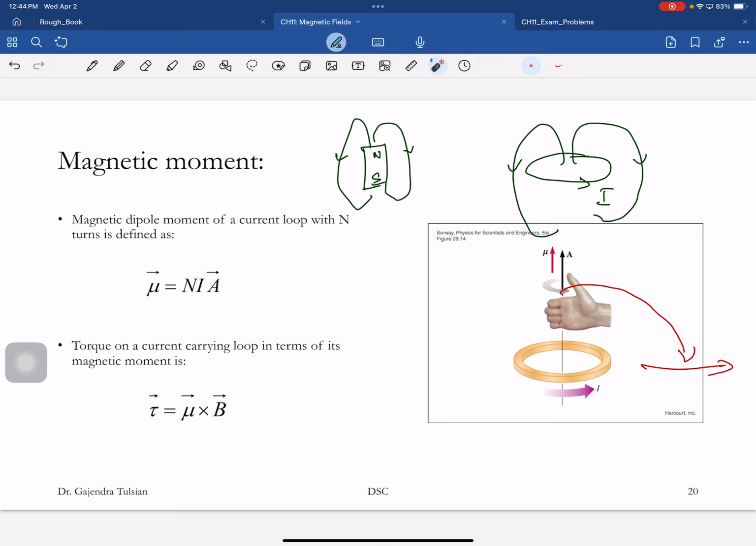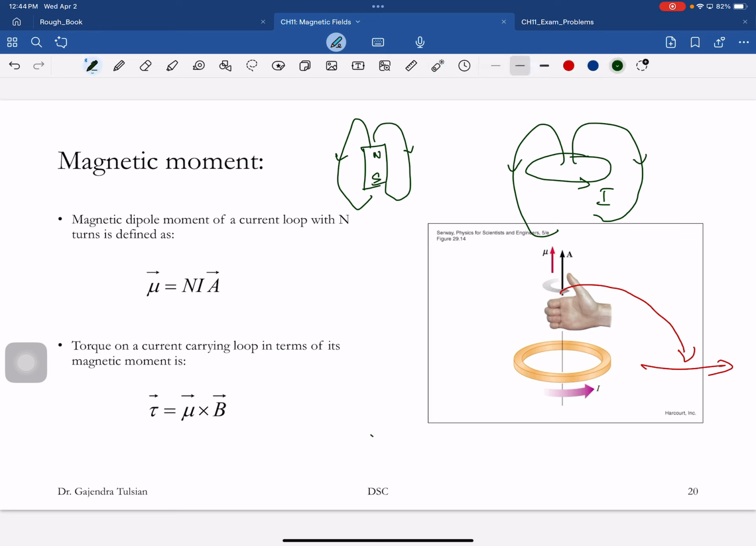All right, you saw that you place a magnet or a current-carrying loop of wire in a magnetic field, and it feels a torque, and the torque is mu cross B. And what is the magnetic field trying to do? What will the torque do? It will turn the moment towards the magnetic field. There you go.